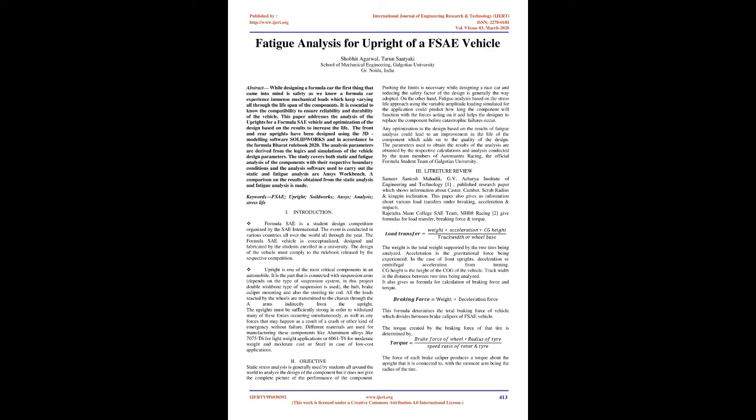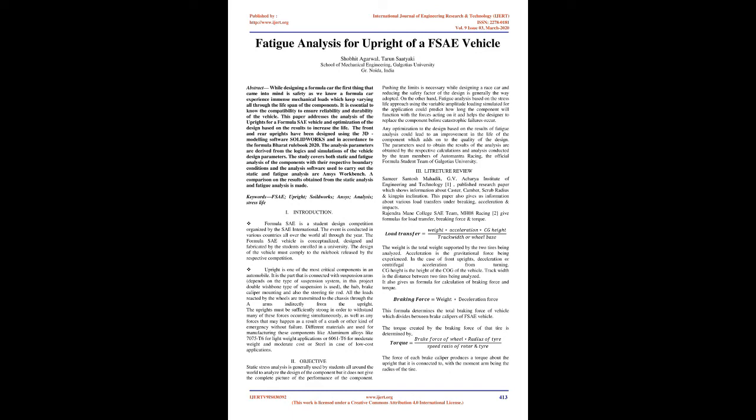Upright is one of the most critical components in an automobile. It is the part that is connected with the suspension arms, depending on the type of suspension system. In this project, a double wishbone type of suspension is used, with the hub, brake caliper mounting and also the steering tie rod. All the loads reacted by the wheels are transmitted to the chassis through the arms indirectly from the upright.